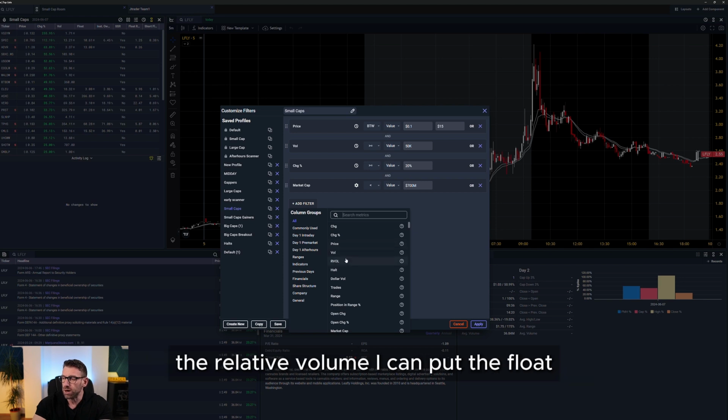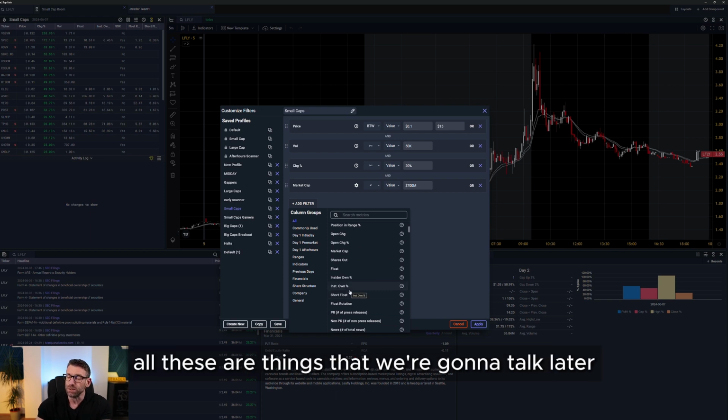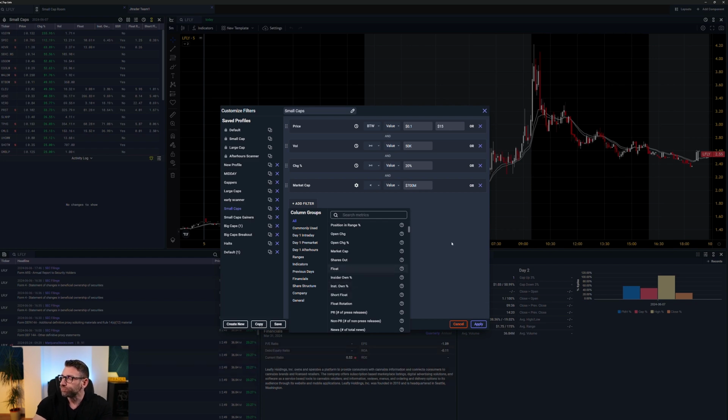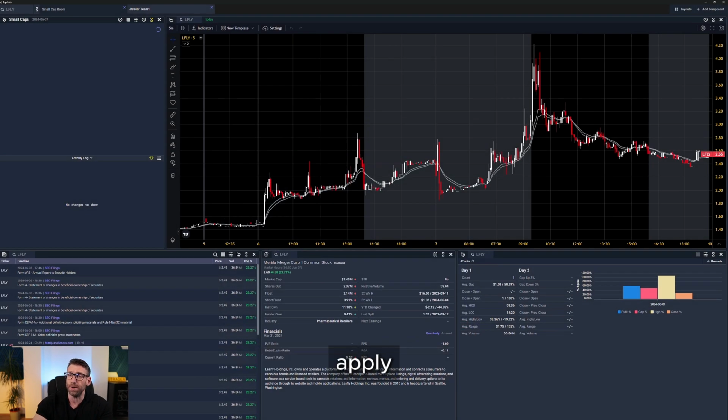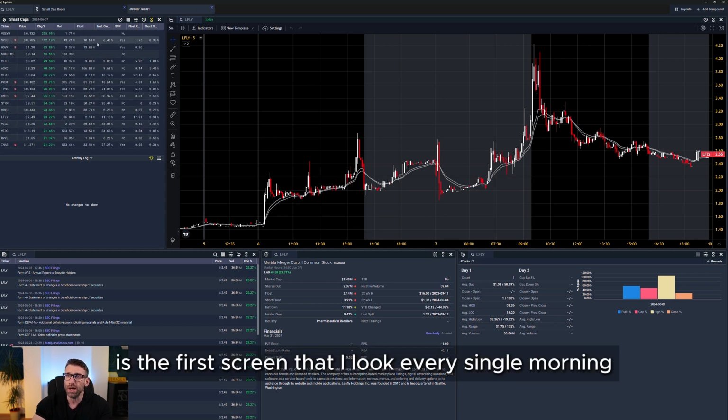I can add more filters over here. For example, the relative volume. I can put the float. I can filter for short float percentages. All these are things that we're going to talk about later. We're going to select stocks for long or short. And then I simply run over here, apply. And this is the first screen that I look at every single morning.